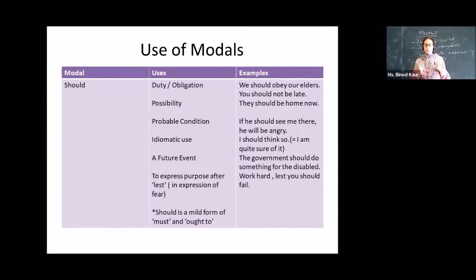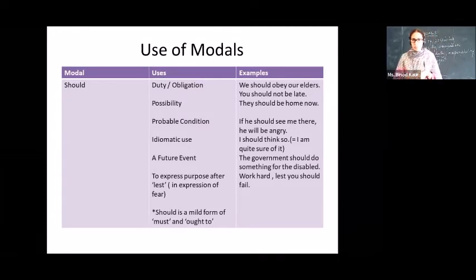My dear students, I repeat, no need to get confused. Only we need to understand that these modals can be used under various similar situations, and we need to understand what that situation exactly is, and we can use it. So you are not going to face any problem. Don't get confused. A future event: the government should do something for the disabled.